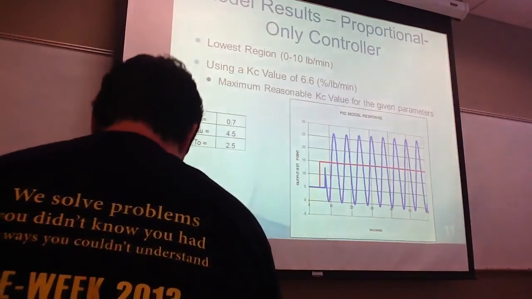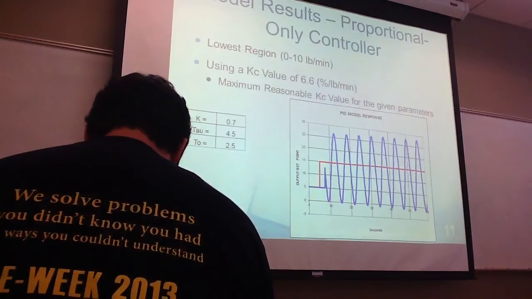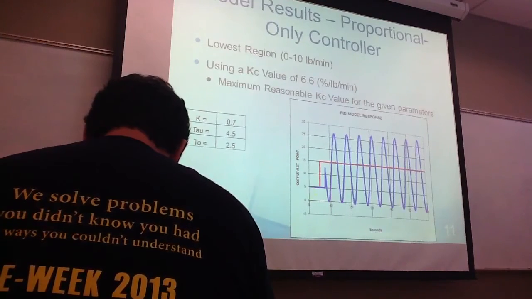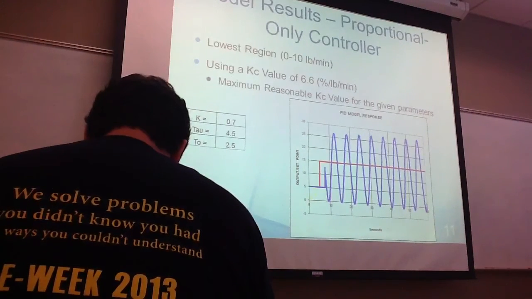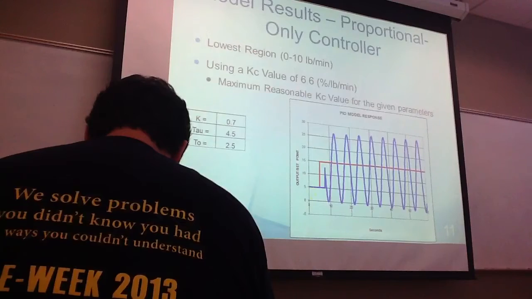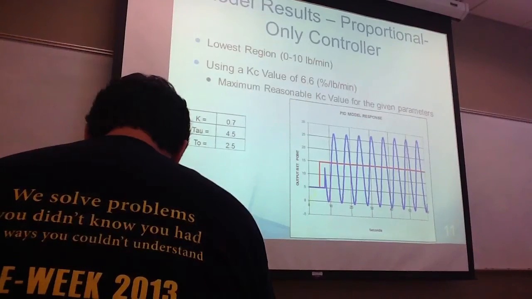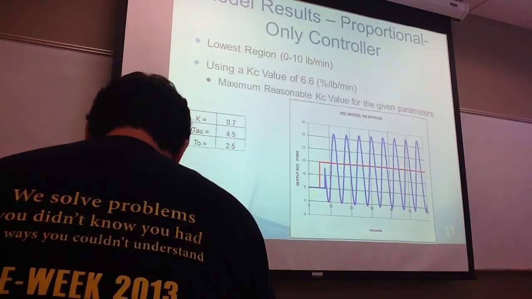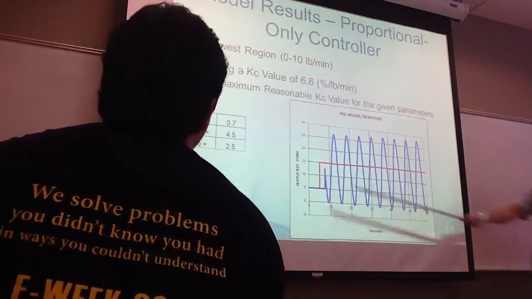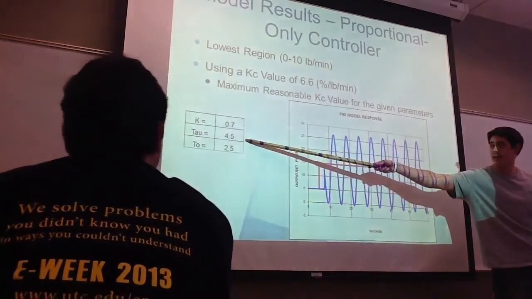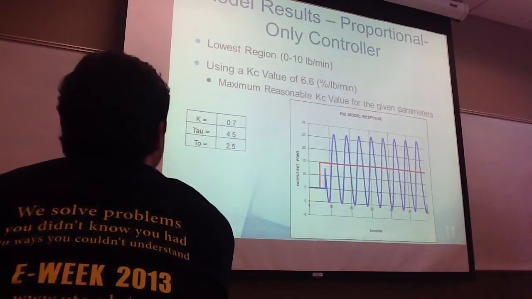Okay, we'll start with the lowest region, and that is from 0 to 10 pounds per minute. And this here is the model results for our proportional only controller. For this particular model, we use a KC value of 6.6% per pound per minute. And this was the maximum reasonable KC value for this particular set of parameters, with K equal 0.7, tau 4.5, and dead time of 2.5.